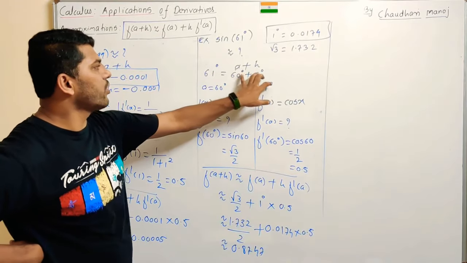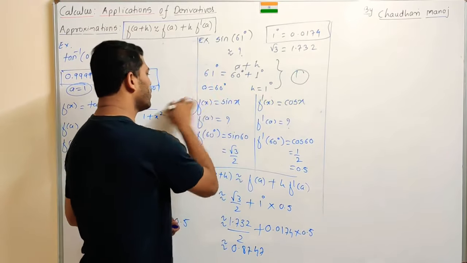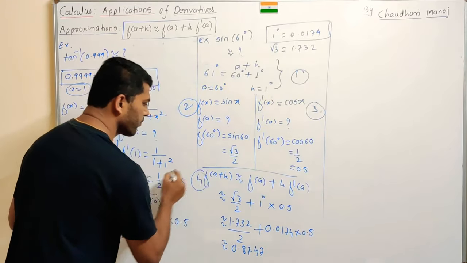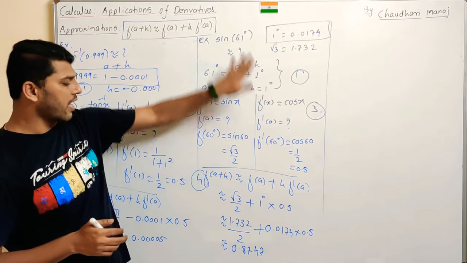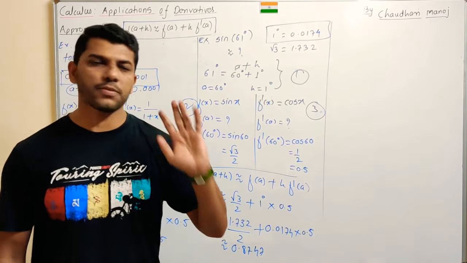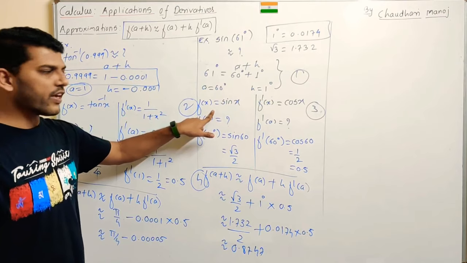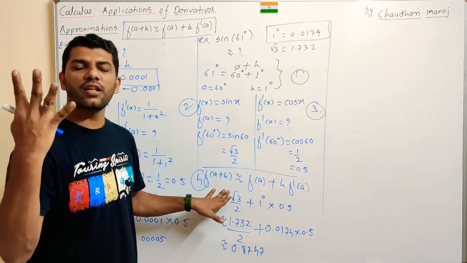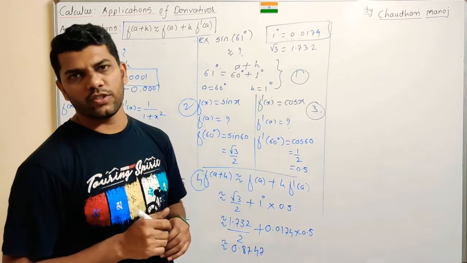Splitting the value into A plus H, we can say this is step number 1. Defining the function value, 2. Defining the derivative value, 3. And expressing it in the form of this formula that leads to the approximate value of the given function. So right, every time you have to follow these 4 steps. Splitting up, 1. Defining the f of x, finding its derivative, and at the end substituting in the formula. So this is a simple 4-step procedure for approximations.